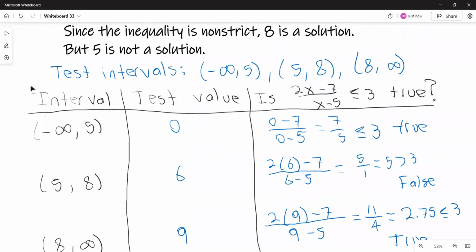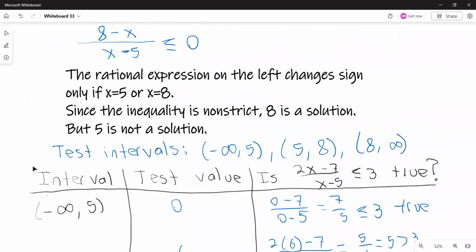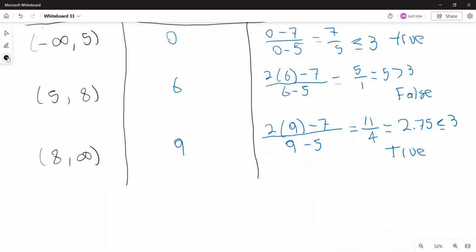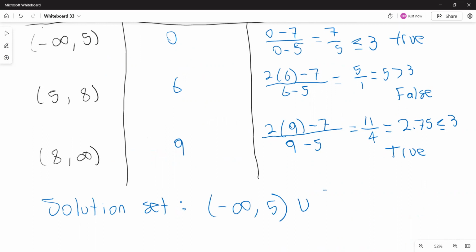We also found that 8 is a solution because that will make the numerator equal to 0 and we have less than or equal to. But 5 is not a solution because the expression is undefined. So the solution set is going to be the union of two intervals: negative infinity to 5, with a parenthesis because we're excluding 5, but we are including 8.